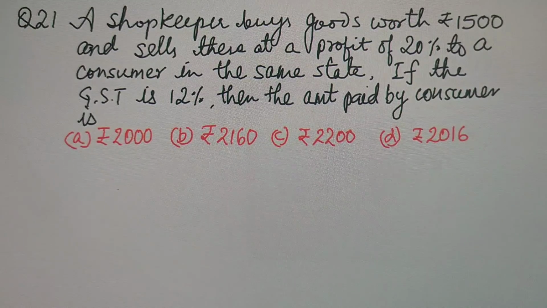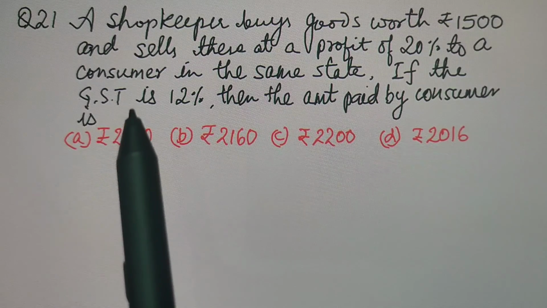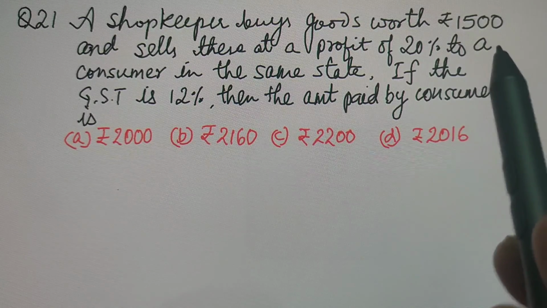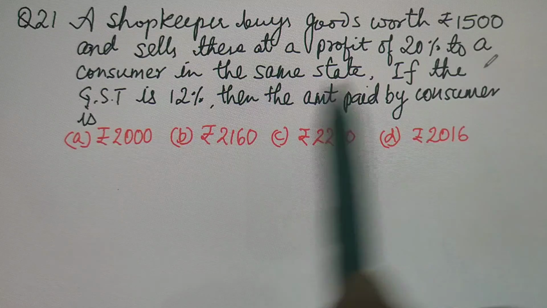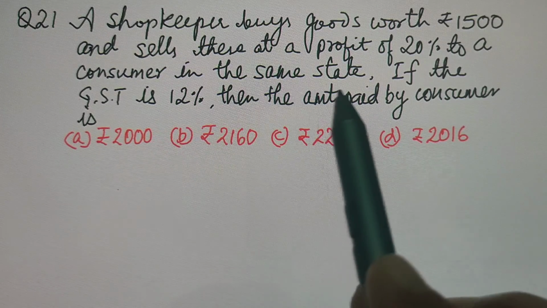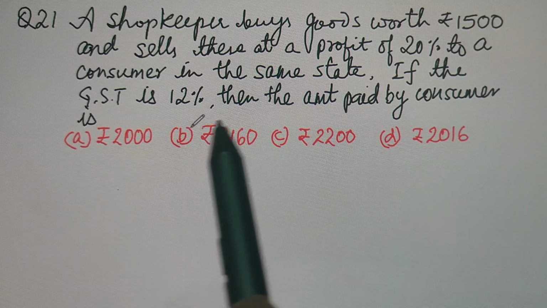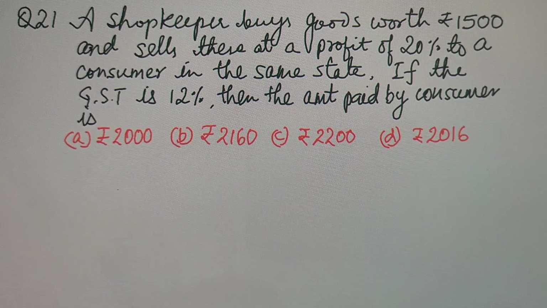Well, at last we are into the last question of section B. Here we have a question from GST, where a shopkeeper buys goods worth rupees 1500 and sells these at a profit of 20% to a consumer in the same state. If the GST charged is 12%, then we have to find the amount which the consumer pays.